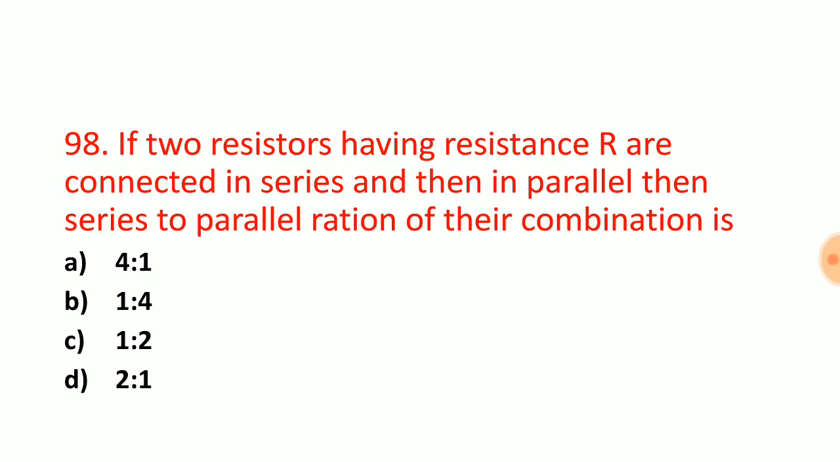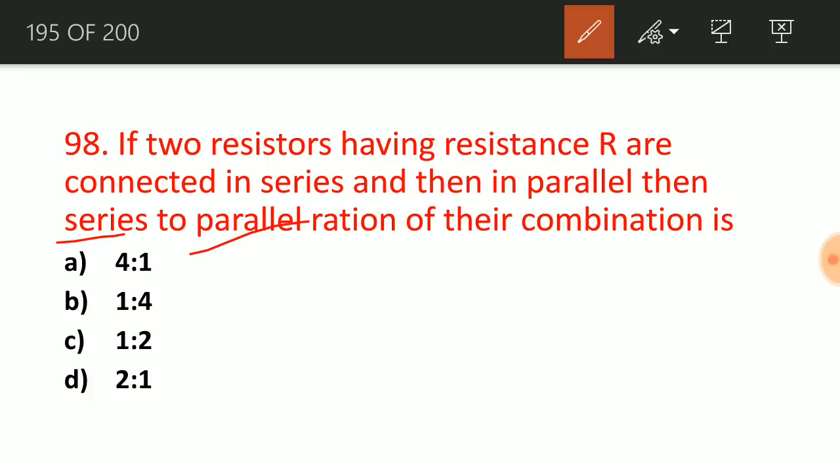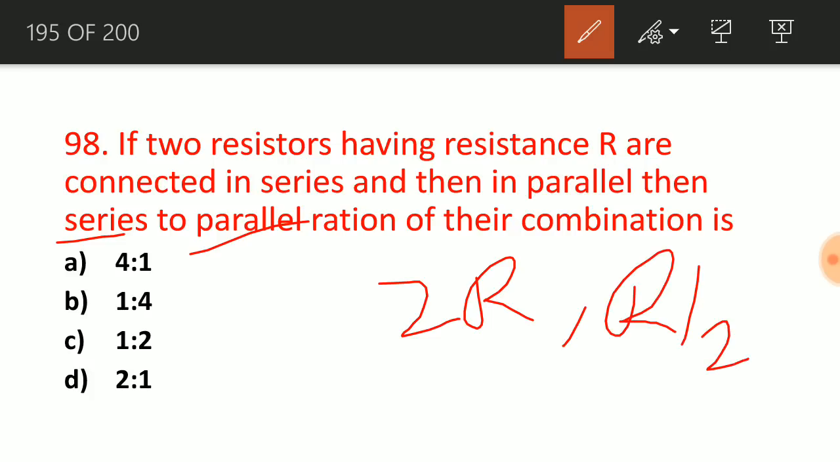Two resistors having resistance R are connected in series and then in parallel. Then the ratio of series to parallel, this is saying clearly series to parallel. Now we know that in series combination of two resistors we will get 2R. In parallel combination we will get R by 2, because in parallel our formula is product divided by sum. Series to parallel ratio means 2R and R by 2.